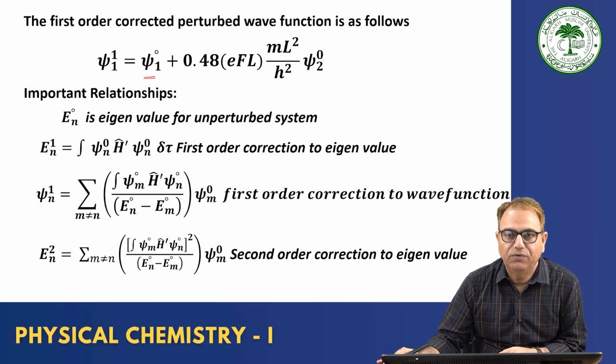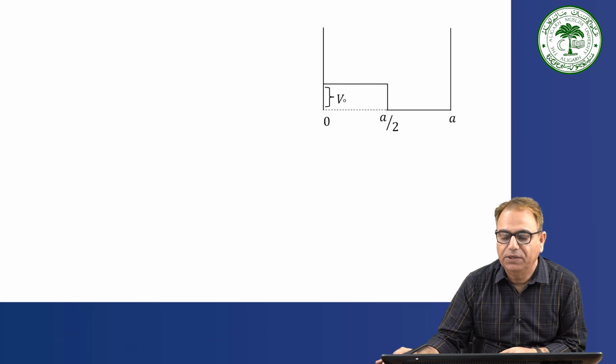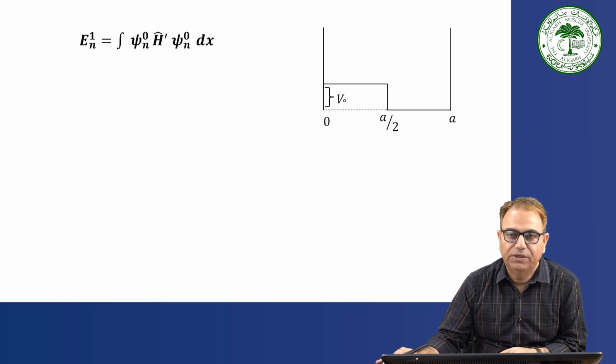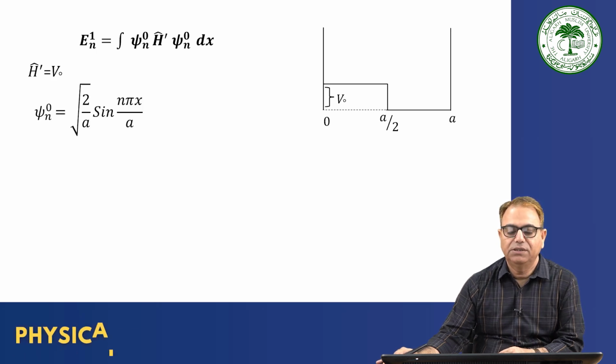If you go for another problem, this is a situation in which the particle in a one-dimensional box is perturbed and a constant perturbation is applied from 0 to a by 2. It's an unsymmetrical box because we start from 0 and we go to a. So a constant perturbation is being applied here, and to calculate this value, again we will use the first order correction to the energy. We will do the correction to energy only, and the perturbation is a constant perturbation, V naught, which is not changing with x.